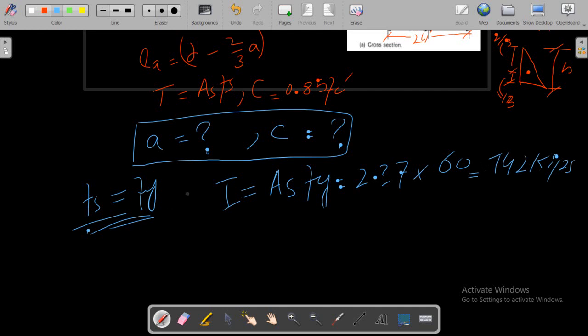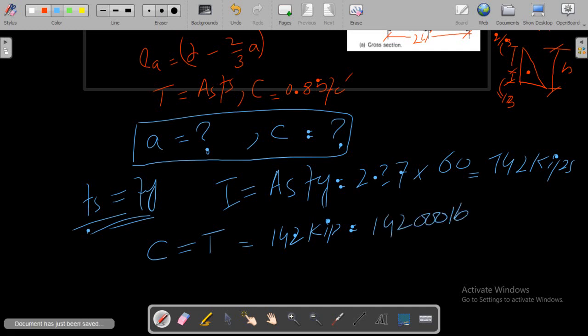Now using the equilibrium condition, if the section is in equilibrium, we can say C will be equal to T. So we will easily find that T is 142 kips. If we convert this into pounds, we multiply it by 1000, so it will be 142,000 pounds.